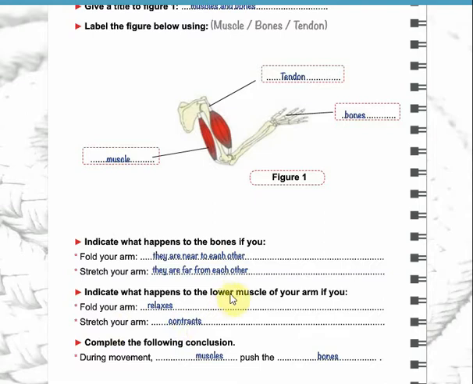If they ask us about the upper muscle, which is the biceps muscle, of course it will be the opposite. When you fold your arm, the biceps muscle contracts, and when you stretch your arm, the biceps muscle relaxes. So we can conclude that during movement, muscles push the bones. Okay?